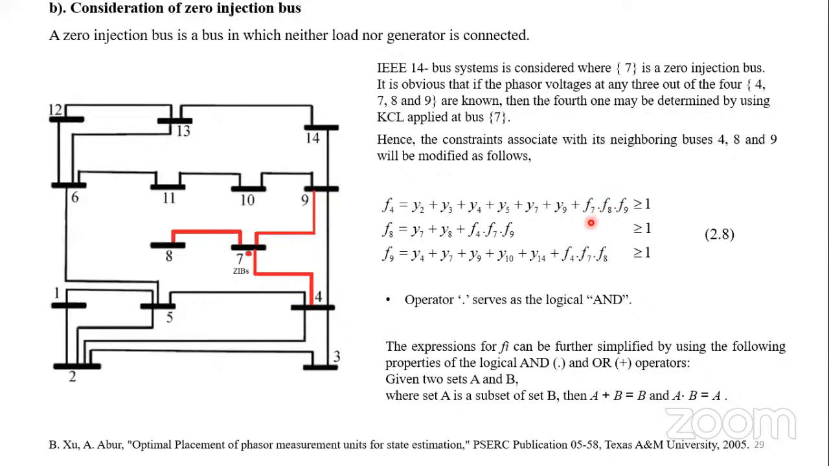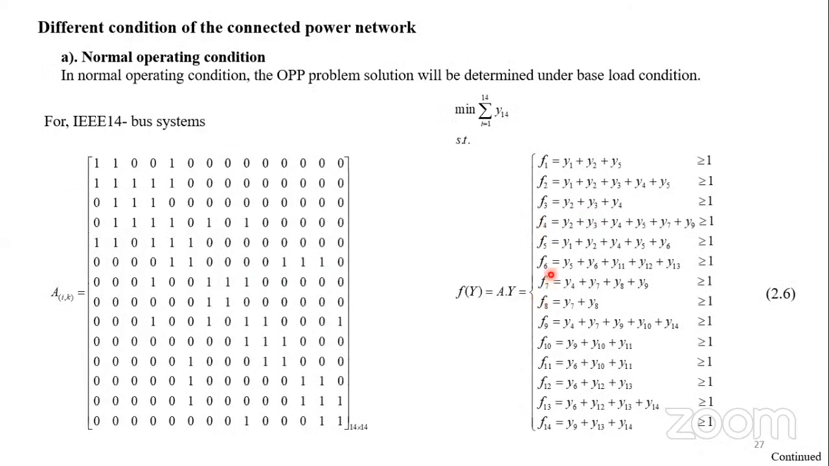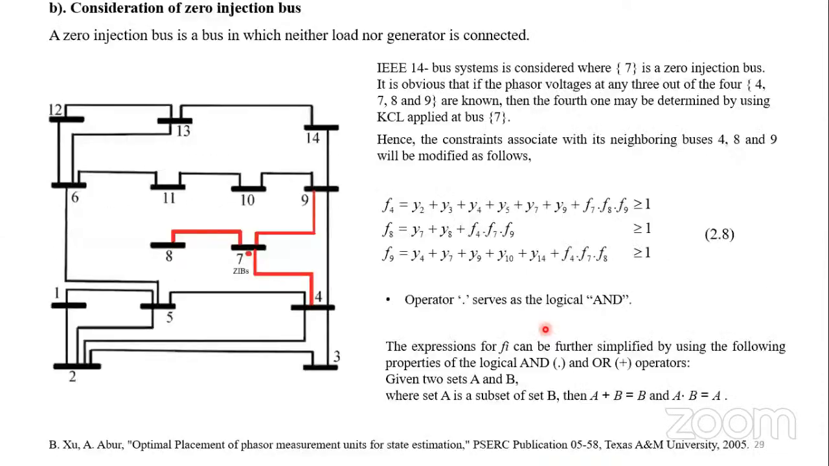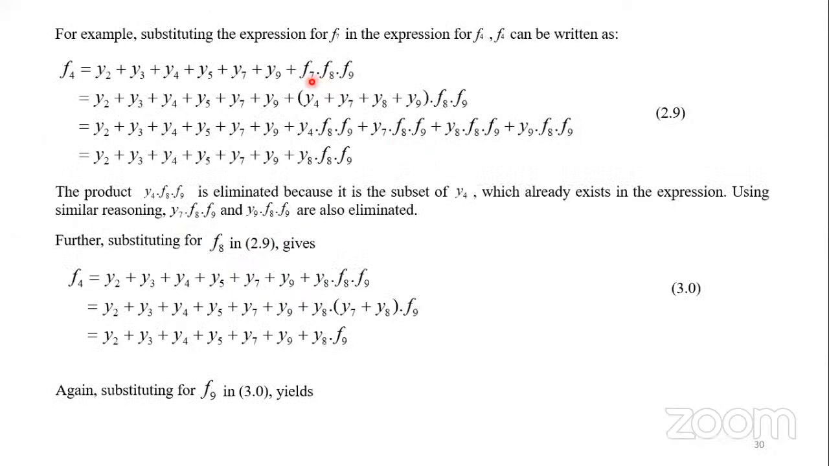So we can take the values from here, that is f7, f8 and f9. Similarly, f8 is y7 plus y8 plus f4, f7, f9, because if we consider f4, then we are taking f7, f8 and f9. And if we are considering f8, then we are taking f4, f7 and f9. And if we are considering f9, then we are taking f4, f7 and f8. In this way the equations are developed for the zero injection buses.